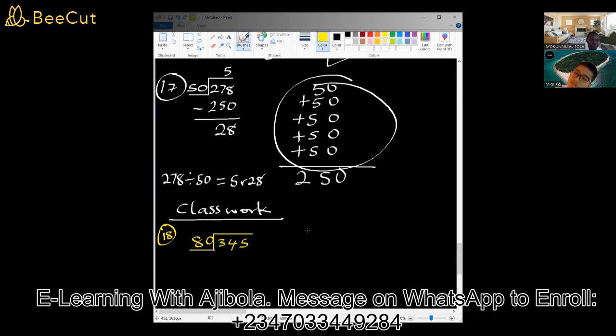Are we going to add 50 or 80s? I'm asking you a question. Are we going to be adding 50 for your own example, or are we going to be adding 80? In number 17, we are dividing by 50. So we were adding 50 until we get to 250. So in your own number 18, are we going to be adding 50 again, or are we going to be adding 80?